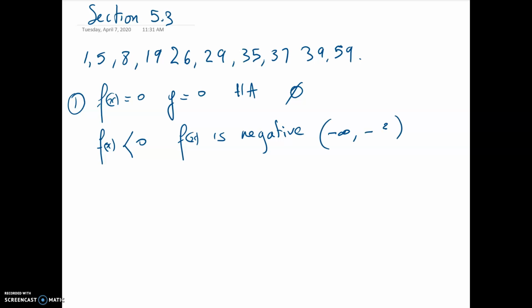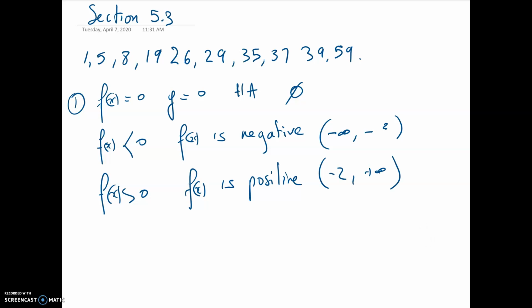Why do I have a parenthesis on the side of negative infinity? It's because it's always a parenthesis. But for negative 2, I have a parenthesis because x equals negative 2 is a vertical asymptote, meaning that x equals negative 2 cannot be part of the solution. And finally, for f of x greater than 0, meaning f of x is positive, all the values of y that are positive, based on what I have in front of me, it's going to be negative 2 and plus infinity.